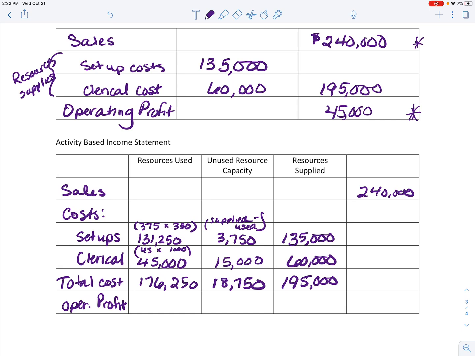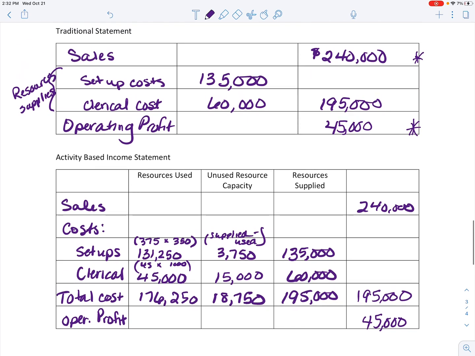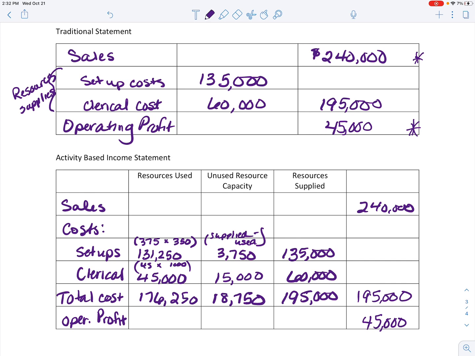Our grand total of costs are not changing. Our operating profit is not changing. But now we have a better idea of how we're using our resources. Hopefully that helps. There's not a lot of homework for this chapter. If you have questions on it though, please let me know.